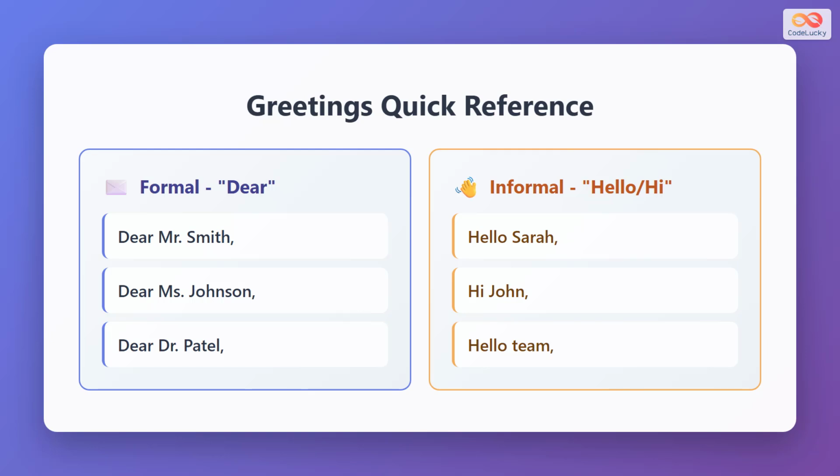Quick reference: formal, use Dear Mr. Smith, Dear Miss Johnson, Dear Dr. Patel. Informal, use hello Sarah, hi John, hello team. Choose formal for work, informal for friends, always use comma and proper capitalization.